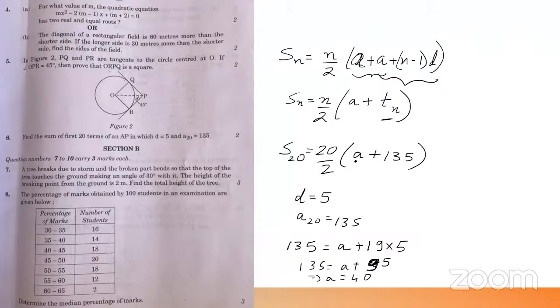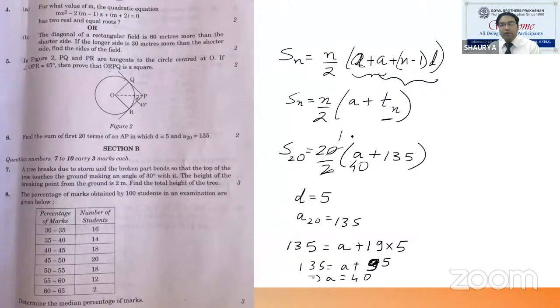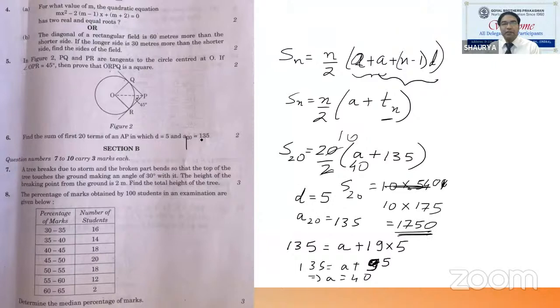So I can now plug in the value of a here, 40. What we'll get? Sum of 20 terms is 10 into 135 into 4, 5 4s are 20, 4 and 5. Oh, I had just to add them. I'm so sorry for the mistake. 10 into, you just need to add them. 175. So the answer comes out to be 1750. That is, the sum of first 20 terms of this AP is 1750.